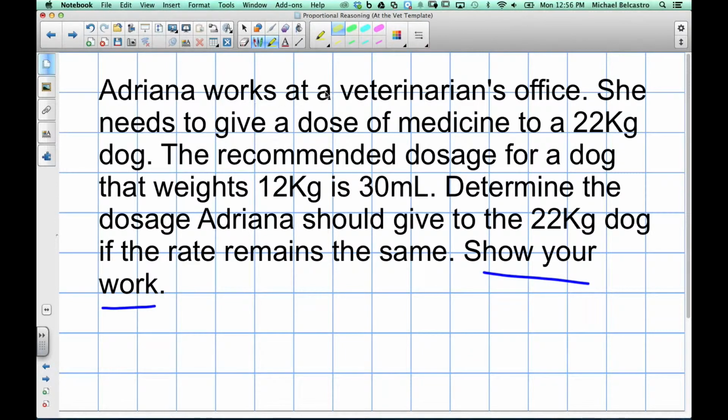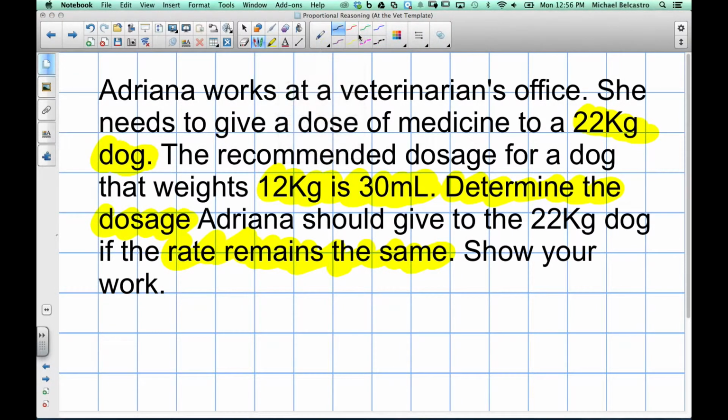Okay, so let's highlight. She works at a vet's office. That's great. Not as important to us. She needs to give a dose of medicine to a 22-kilo dog. That's important. We now know the weight of the dog. The recommended dosage for a dog that weighs 12 is 30 milliliters. So a 12-kilo dog is a 30 milliliter dosage. Determine the dosage Adriana should give to the 22-kilogram dog. If the rate remains the same, okay, so we know the rate is the same for this. And we need to determine the dosage. That's our important parts here.